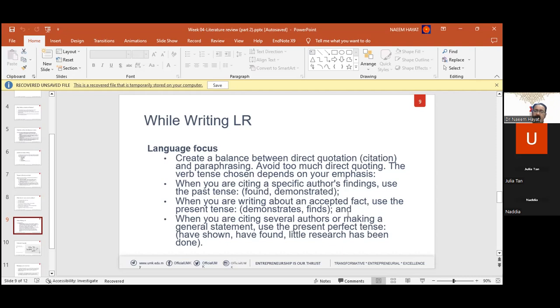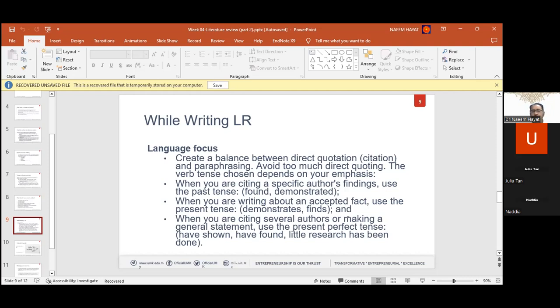When we are citing several other works or making a general statement, again, a general statement means it is true mostly, so use the present tense: have shown, have found, little research has been done. It means it is a normal fact that is available to us. So that's why we are using the present tense.